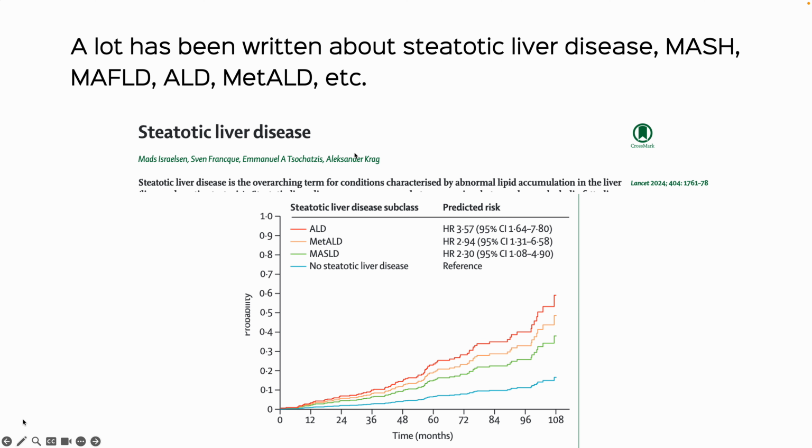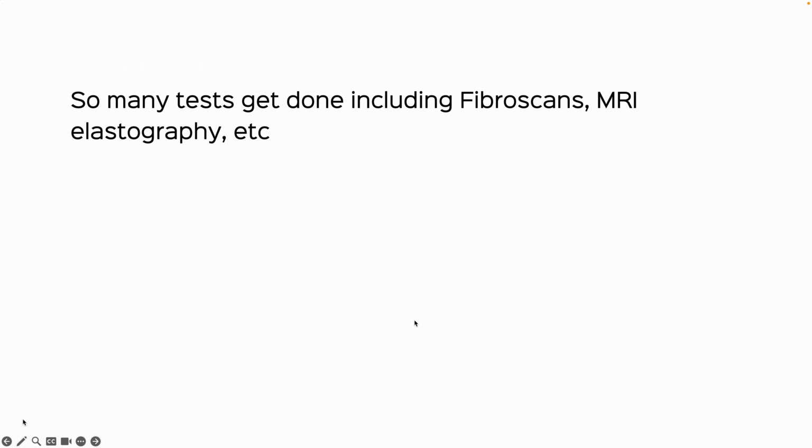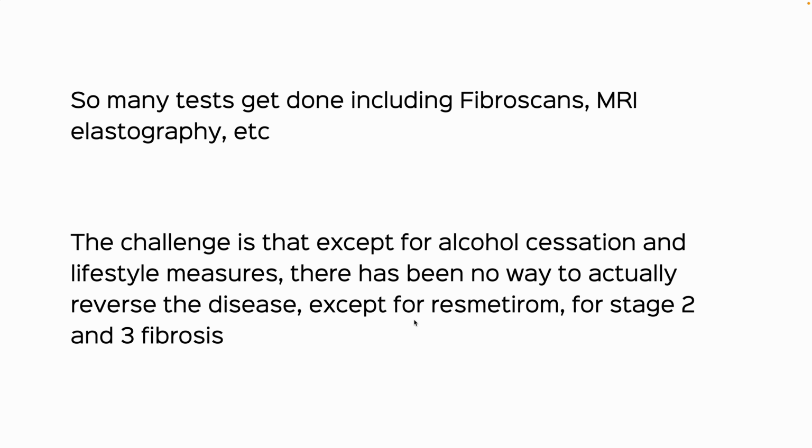If you want to read more, there is this beautiful paper which summarizes everything, published by the Lancet as a seminar, I think mid to late last year. It also shows that when you have MASLD, which is the green, your all-cause mortality is higher than if you don't have steatotic liver disease. So many tests get done, including fibroscans, MRI elastography. We sometimes just pick it up on ultrasound, etc.